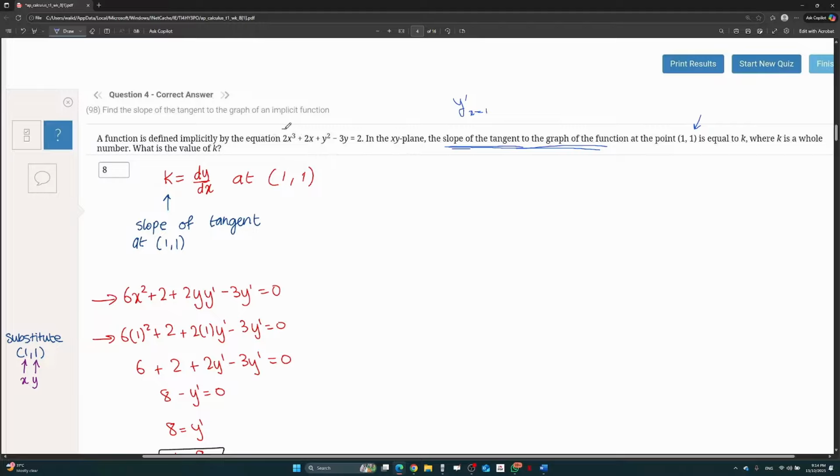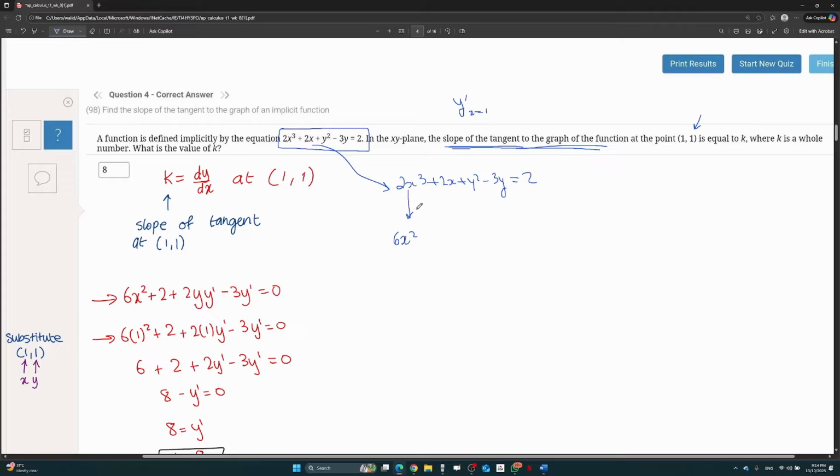Now, this is implicit differentiation, so we need to do it one by one. But it doesn't look too hard. So let's take a look. How do we derive this? Let's derive both sides. Let's first start with the left side: 2x cubed plus 2x plus y squared minus 3y is equal to 2. Let's do the left side. What's the derivative of 2x cubed? 6x squared. For x, you don't have to multiply by x prime.